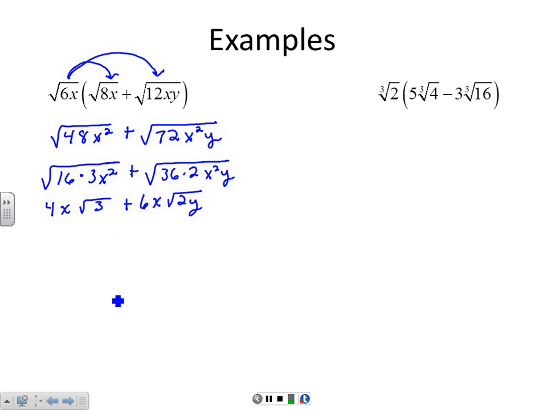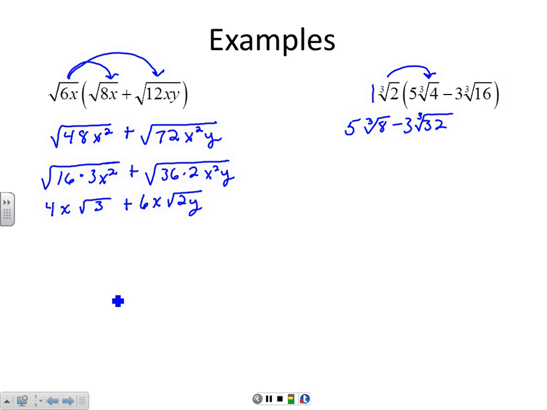So let's try the cubes. Distribute. So cube root of 2 times 5 cube roots of 4. So there is a 1 here. So 1 times 5 is 5. Cube root of 2 times cube root of 4 is going to be the cube root of 8. And 1 times 3 is 3. 1 times negative 3 is negative 3. And then cube root of 2 times cube root of 16 is going to be the cube root of 32.